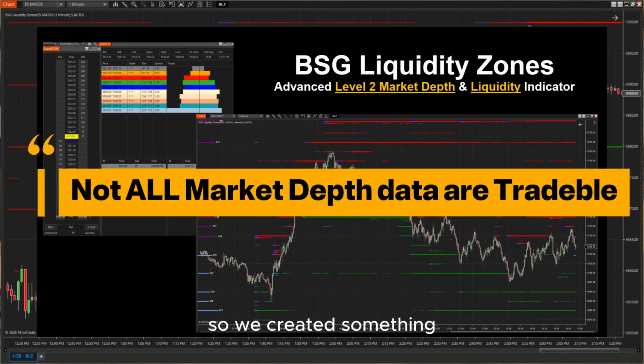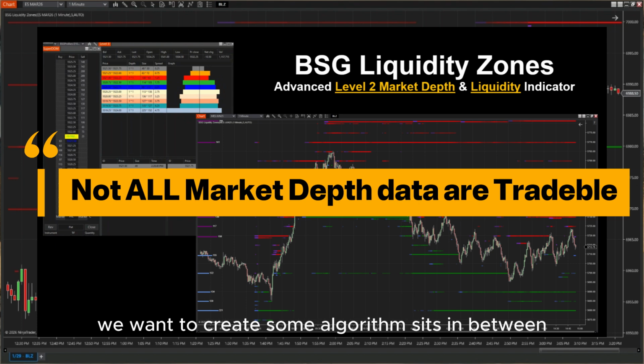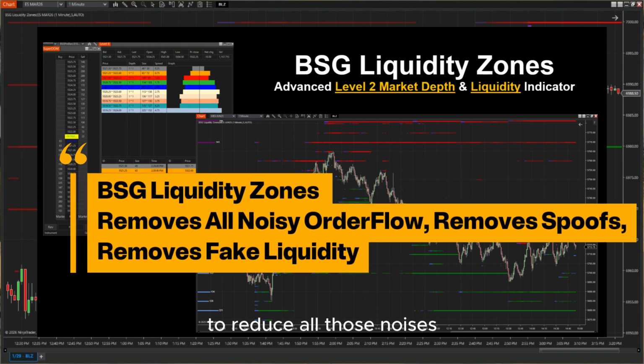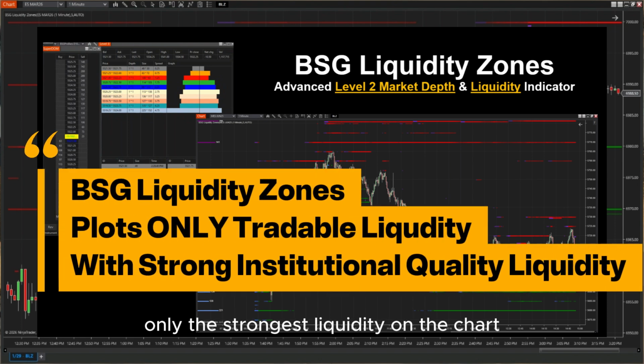So we created something that does not paint all the order flow data. We wanted an algorithm that sits in between to reduce all those noises, all those spoofs, all that non-institutional liquidity, so that we can see only the strongest liquidity on the chart. That's why we created BSG liquidity zones.